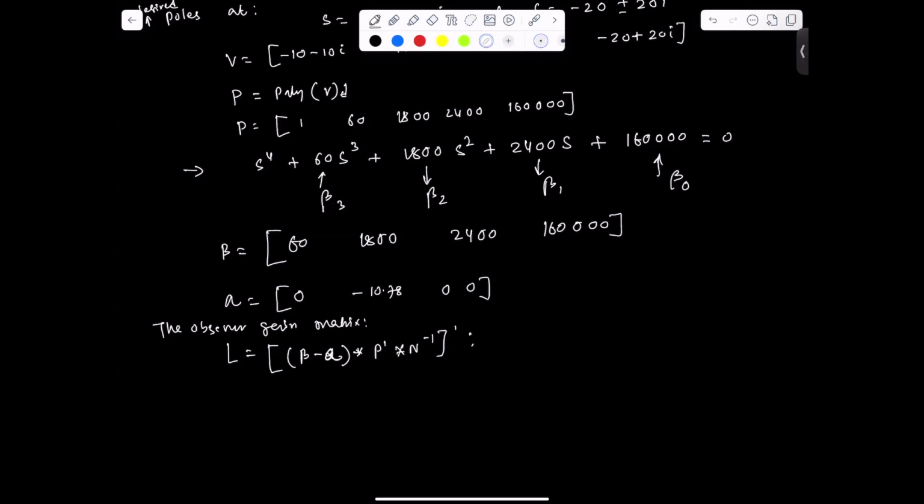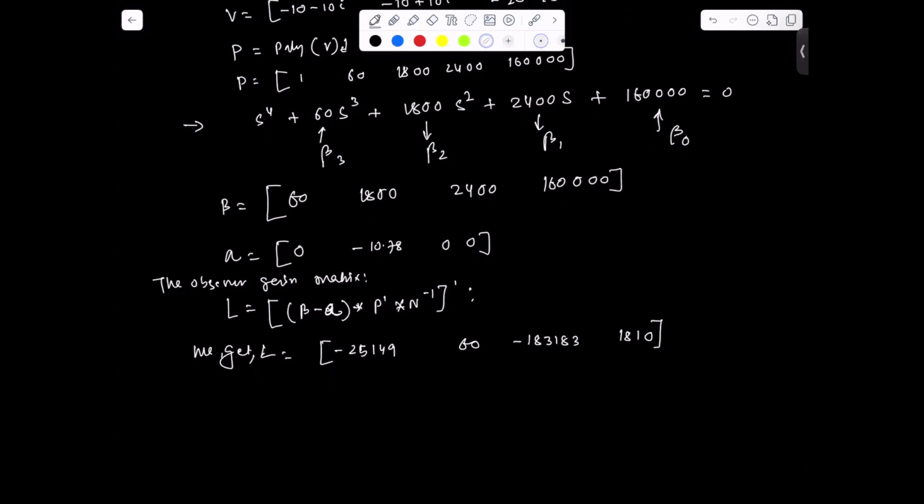which is transposed here. So now we get L equal to minus 25149, 16, minus 183 and 1810. Okay, so this is the observer gain matrix. This we can do numerically.